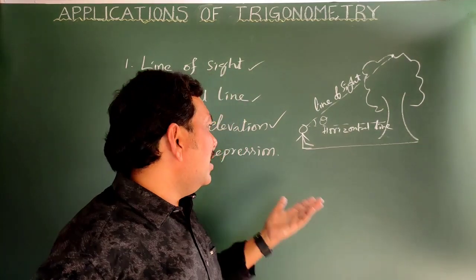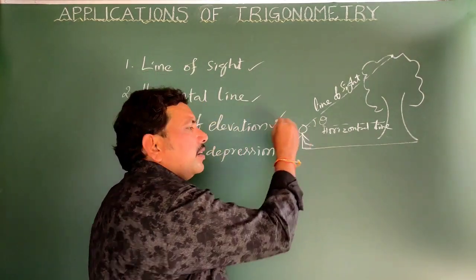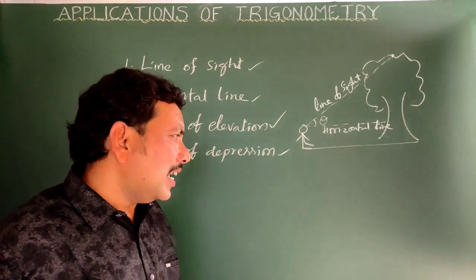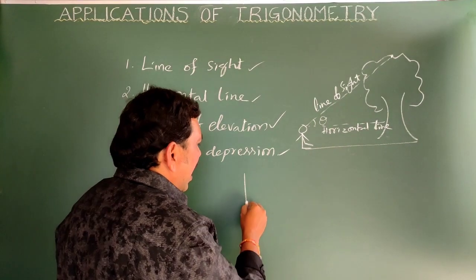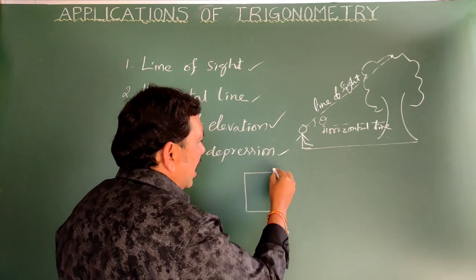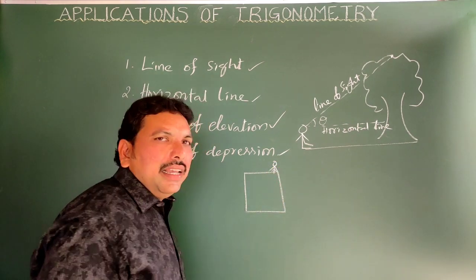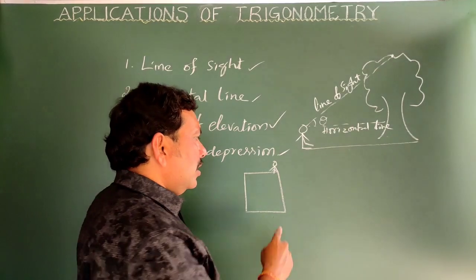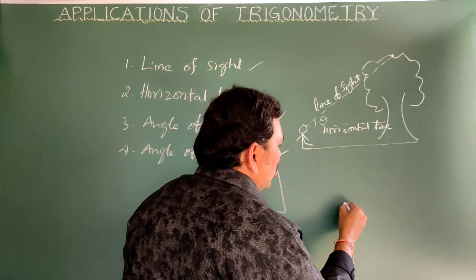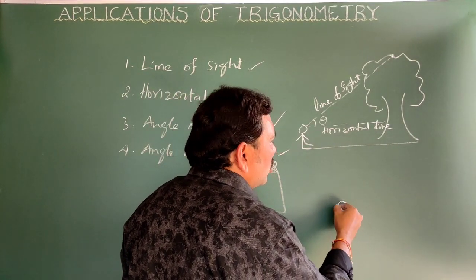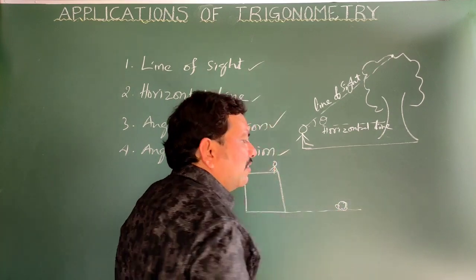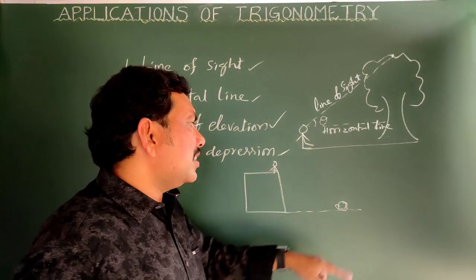Next, what is angle of depression? Suppose a man is on the top of a building. He is observing a stone on the surface of the earth.